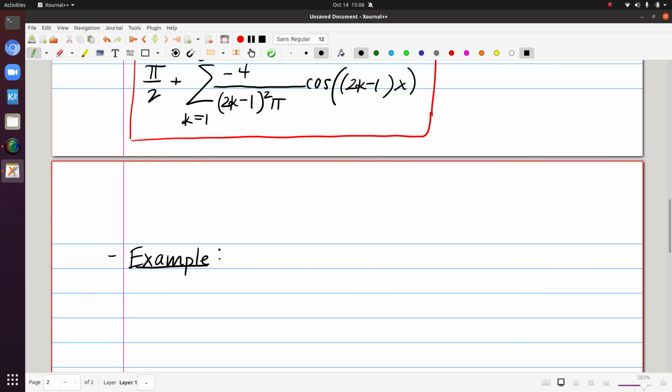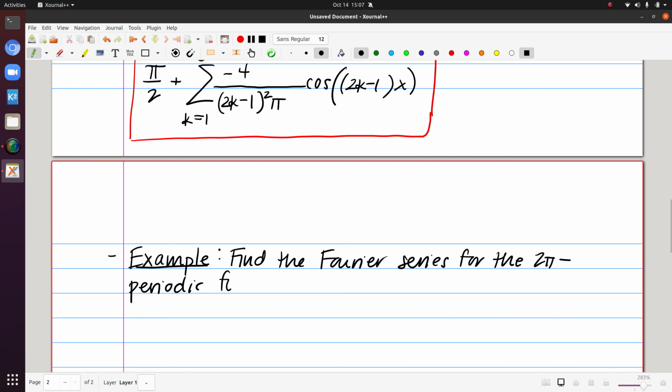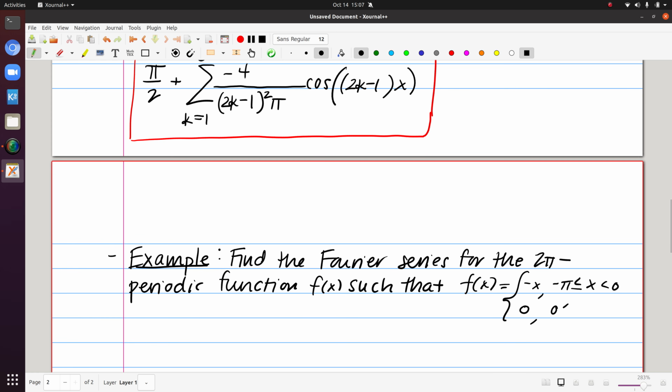So we're going to have the task of find the Fourier series for the 2 pi periodic function f of x such that we know that our f of x is defined to be minus x when x is between negative pi and 0, and 0 when x is between 0 and pi.